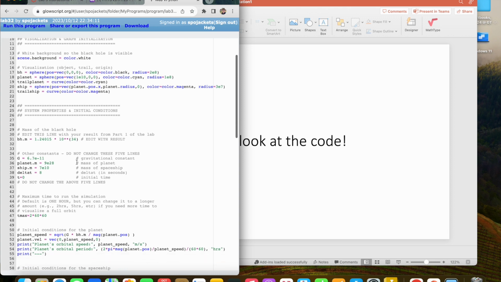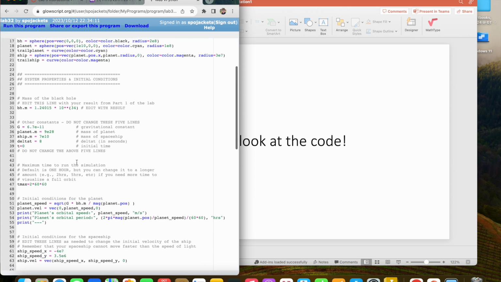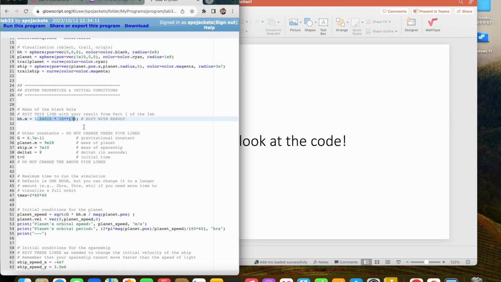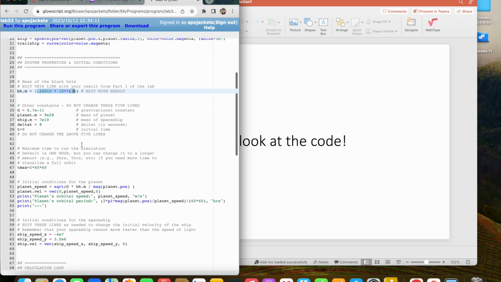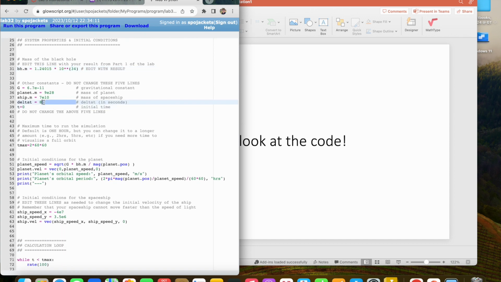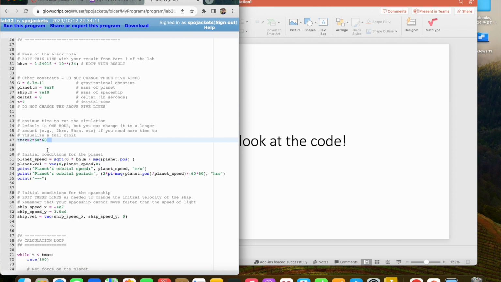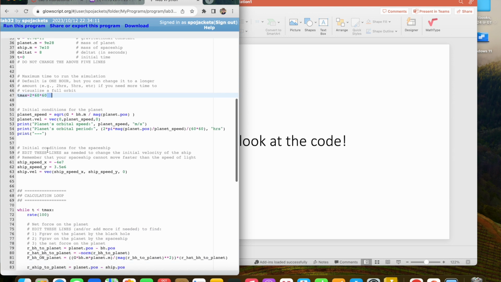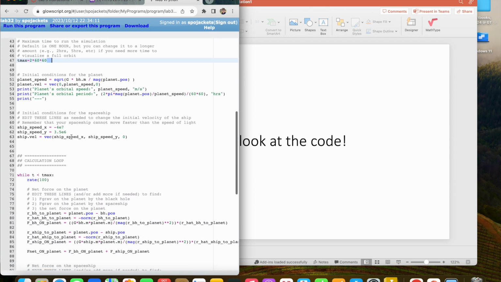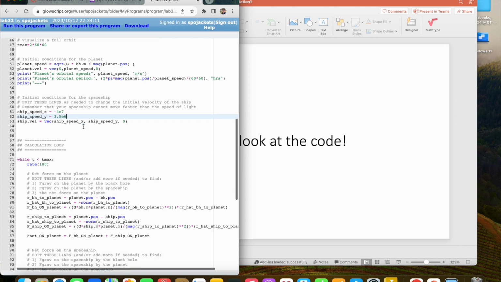So lab 2, we can see that this is the mass of the black hole that we imported earlier, that we just found. I've upped delta t to 8 so it runs quicker, and I've upped it to 2 hours so that it runs for the full rotation of the planet, full orbit of the planet. Our initial velocity we found was x is negative 4 e7, and the speed in the y direction is 3.5 e6. This was mainly guess and check, but this seems to work very well.